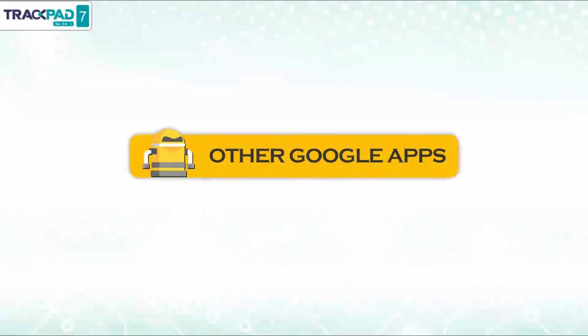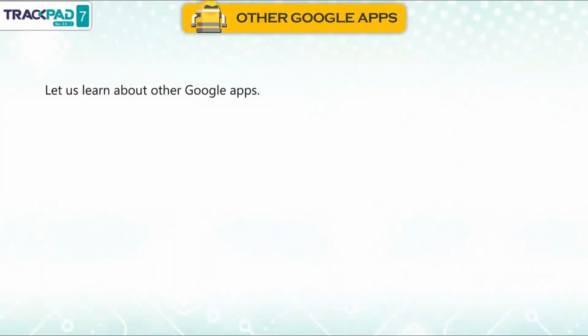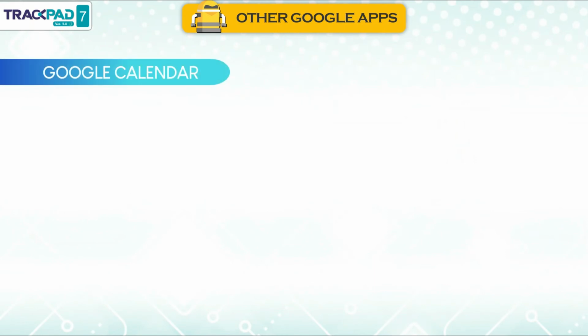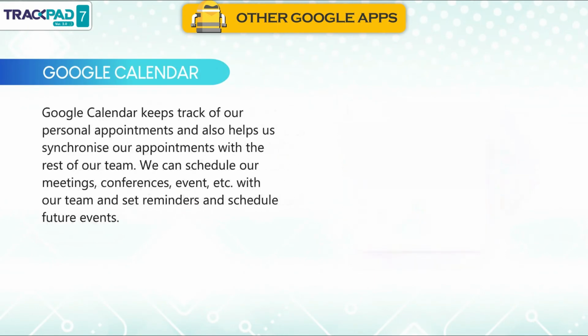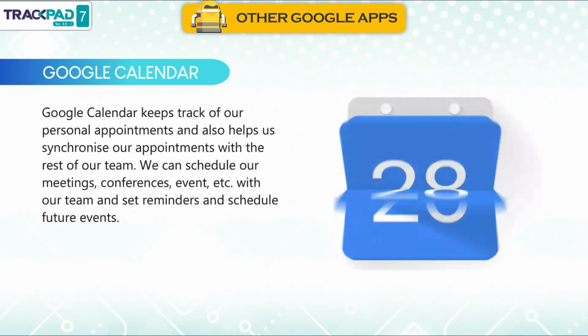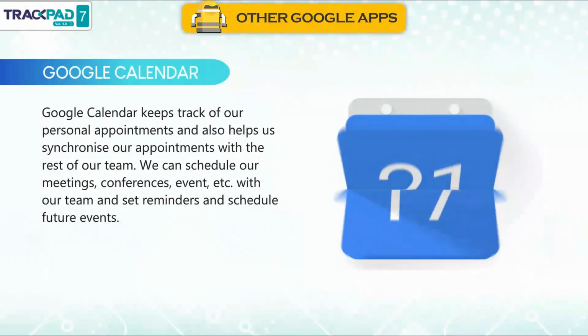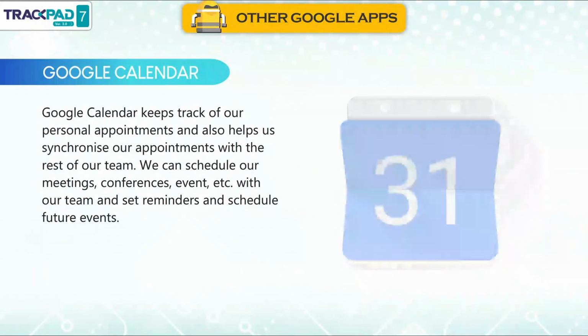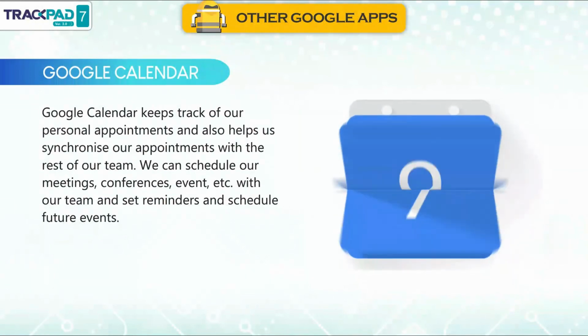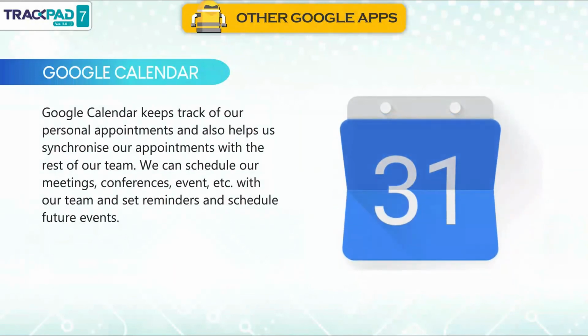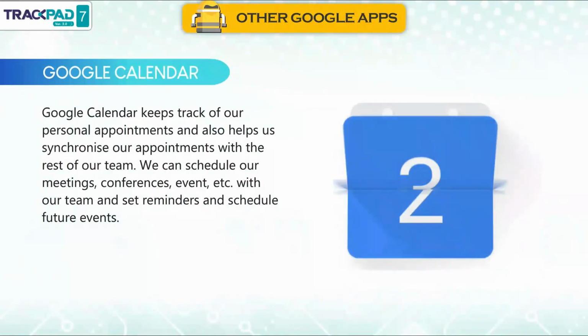Other Google apps. Let us learn about other Google apps. Google Calendar. Google Calendar keeps track of our personal appointments and also helps us synchronize our appointments with the rest of our team. We can schedule our meetings, conferences, events, etc. with our team and set reminders and schedule future events.